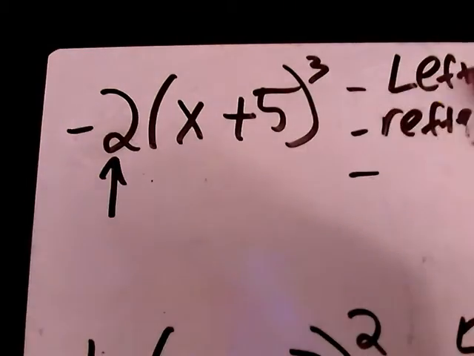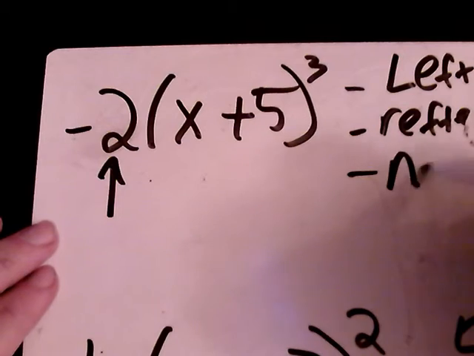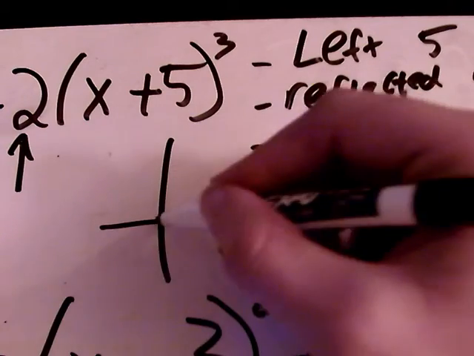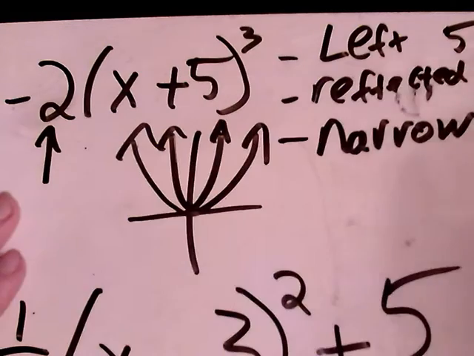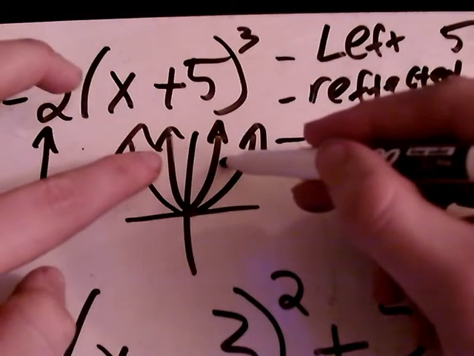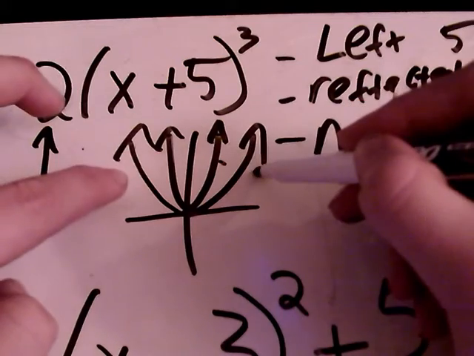Remember the rubber band. If it's a 2, we're going to stretch it. This is going to become narrow. The graph is going to become more narrow in shape. So let's say this is our parent function. When I have a 2, that means it's going to become narrow. That is going to be my new graph. This inside of it is my new one. You can see it's more narrow than the parent function here.